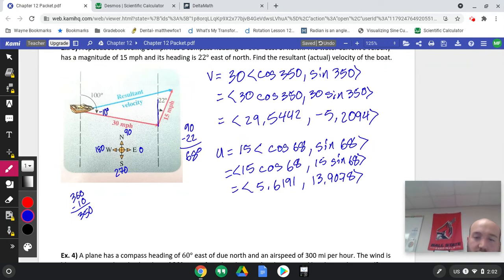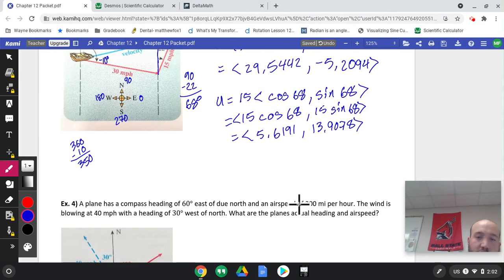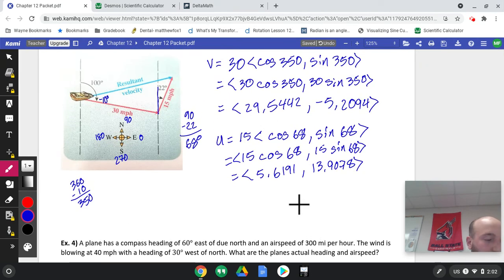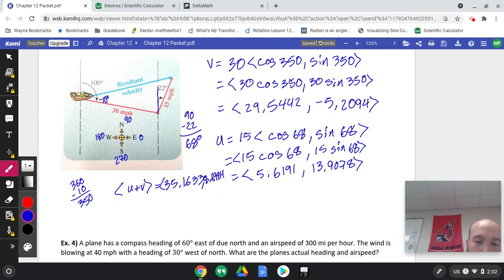Step two, just add those two together. So 29.5442 plus 5.6191. Now if we add those together, we will get u plus v. For the x value, it's 35.1633. For the y, it's going to be 8.6984. And we think about what quadrant that's in. They are both positive, so it will be up here in quadrant 1.